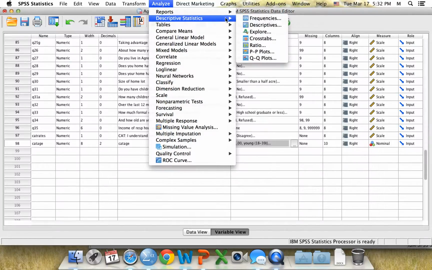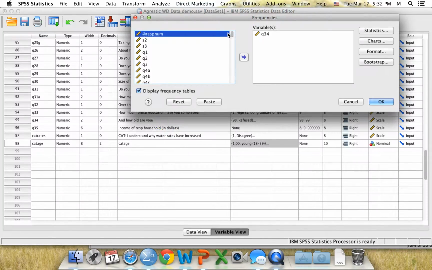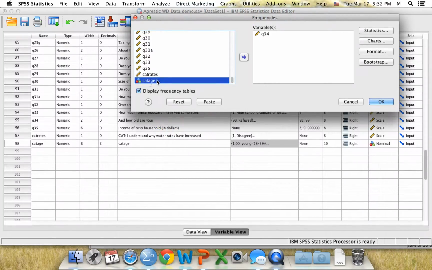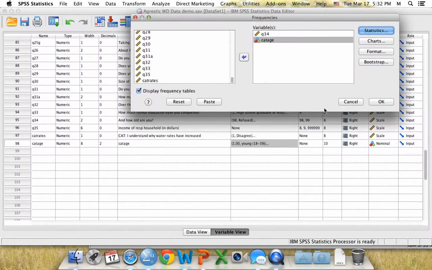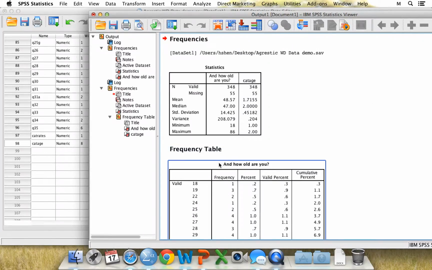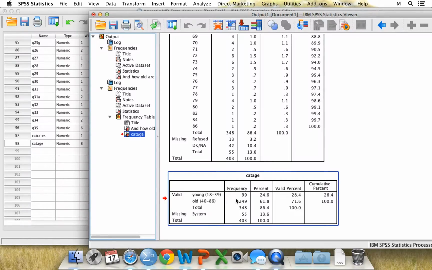So I do a frequency again of the old variable and cat age, the new variable. Same statistics, click on OK. I saw 55 missing cases, and also in the cat age new variable. And I look at the frequency for cat age. Now I saw 55 missing cases, so that means everything was done correctly.